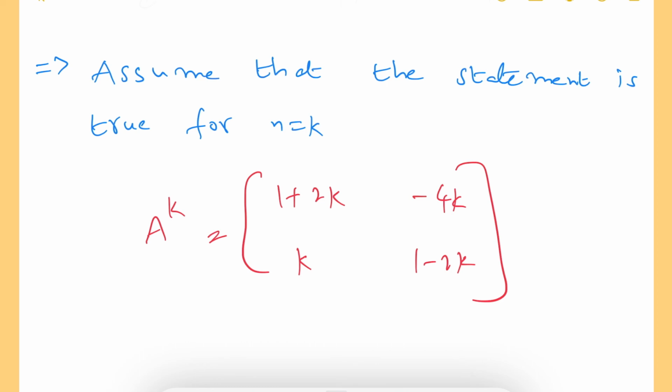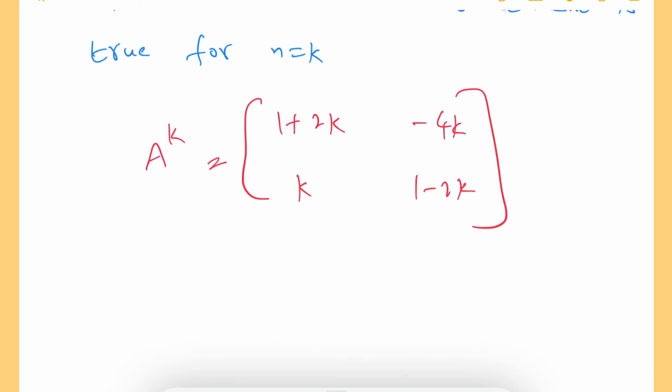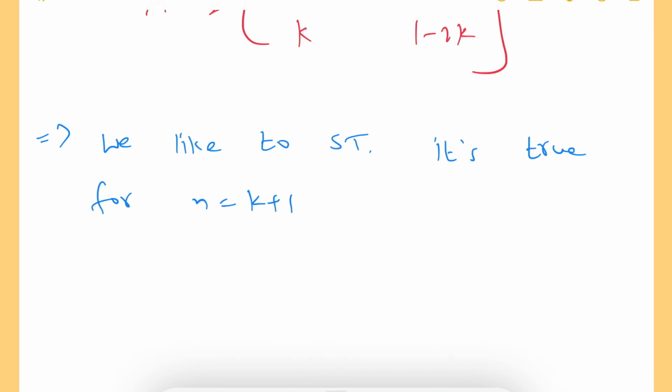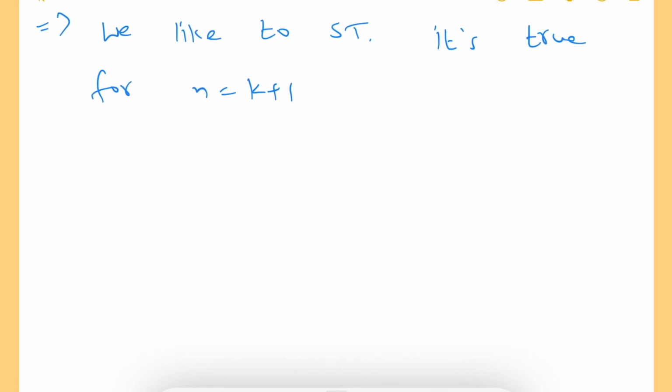Now in the third step we need to show that it is true for n equals k plus 1 also. We would like to show that it is true for n equals k plus 1. So in the question, wherever we have n, in the place of n we need to substitute k plus 1. So that will become A power k plus 1, that is equal to A power k into A power 1, because both the bases are equal. If bases are equal, powers should be added.